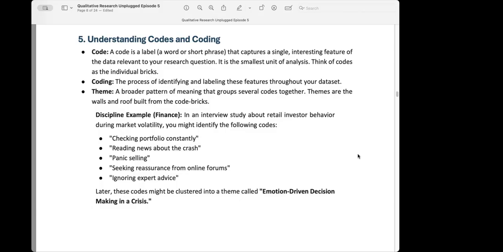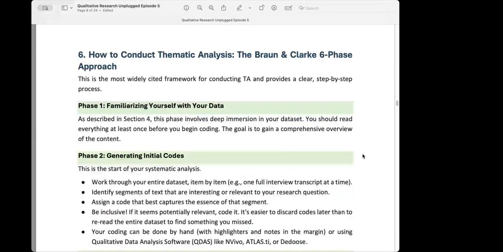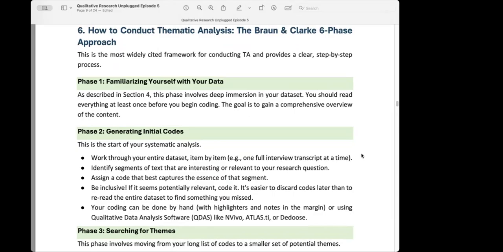Now for the core practical steps. The Braun and Clarke six-phase approach is, as you mentioned, widely cited and probably the most respected framework for actually doing thematic analysis. It provides a clear, systematic, step-by-step process that really helps demystify what can sometimes feel like an overwhelming amount of qualitative data. So for you, the doctoral students in the Business School of the University of Ghana undertaking Advanced Qualitative Research Methods, this is truly your foundational roadmap for rigorous analysis.